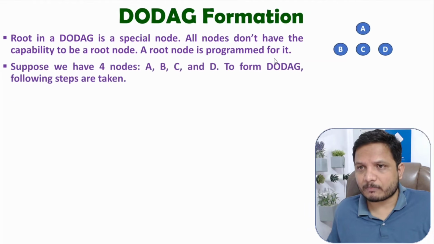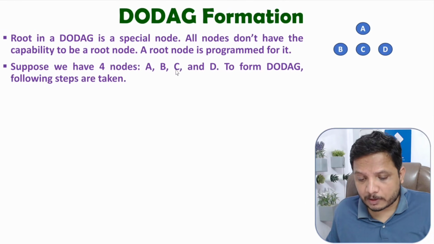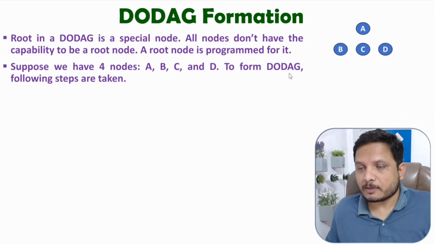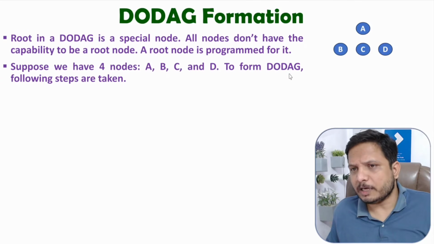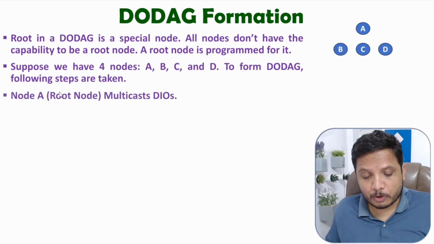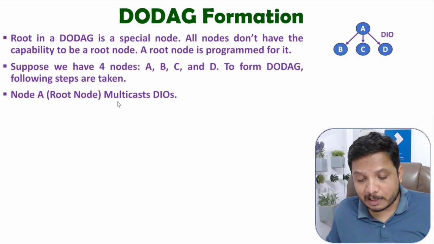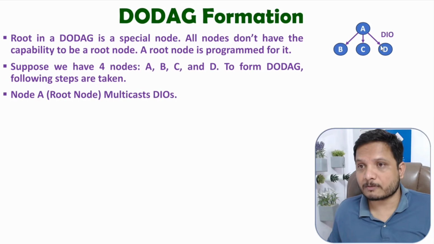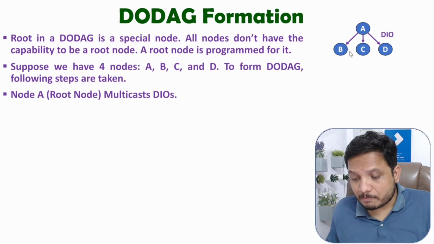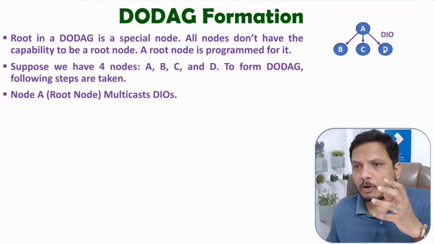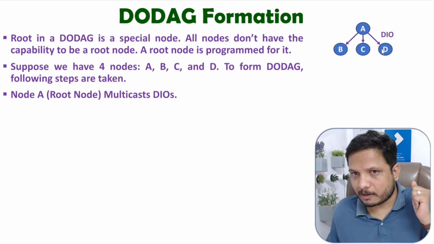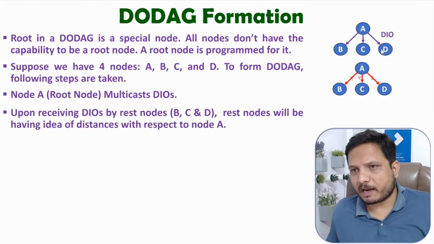Let us take one example. So here we have 4 different nodes A, B, C, D, and we want to form a DODAG graph. So here there are a few basic steps that you need to understand. See, first of all, the root node, that is node A in this, will be forwarding DIO messages to all other nodes. So root node A will be multicasting DIOs to other nodes. By this message, B, C and D will get to know what the parameters of the network are. Let us consider distance as a parameter.